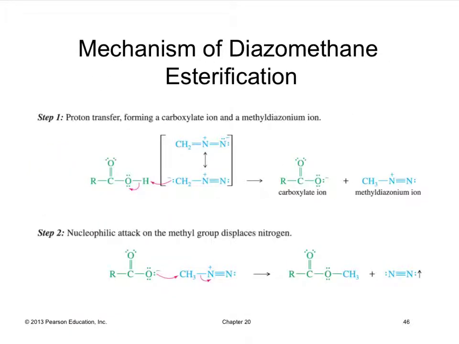So the mechanism involves your diazomethane, in which electrons from your nitrogen can move in resonance. Once you have your electrons on the carbon, it deprotonates the acid, forming carboxylate and the methyl diazonium ion. Here now it attacks. The carboxylate attacks the methyl, kicking the electrons to the nitrogen, forming nitrogen gas, and then the methylated product, the ester.